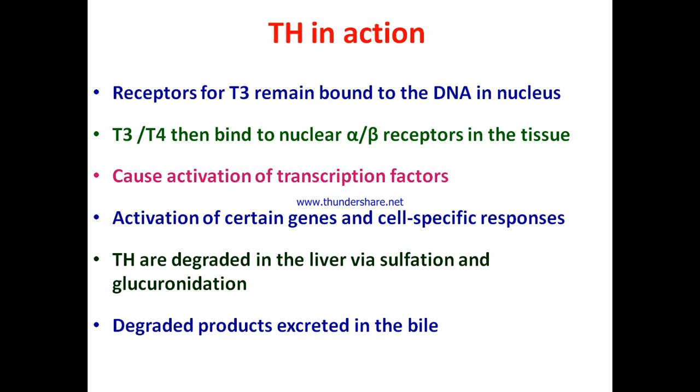How is TH exerting its action? Receptors for T3 remain bound to the DNA in the nucleus. T3 or T4 then bind to the nuclear alpha or beta receptors in the tissue. This causes activation of transcription factors. Activation of transcription factors activates certain genes and cell-specific responses are produced. After their use, TH will be taken to the liver and degraded by sulfation and glucuronidation, and the degraded products of TH will be excreted in the bile.